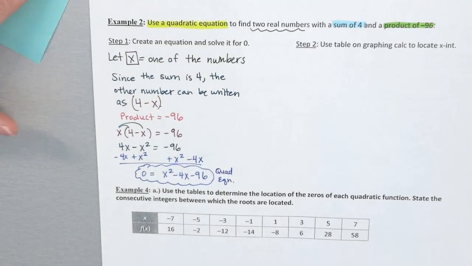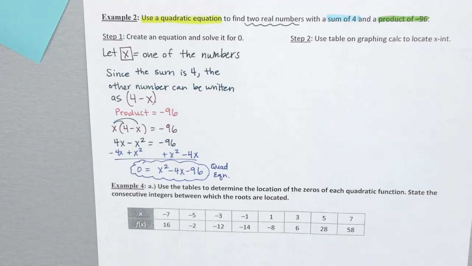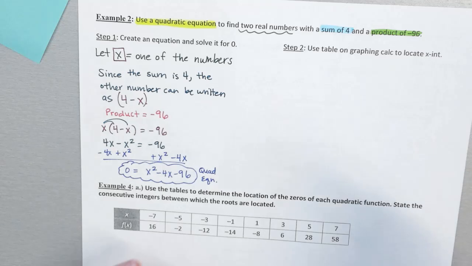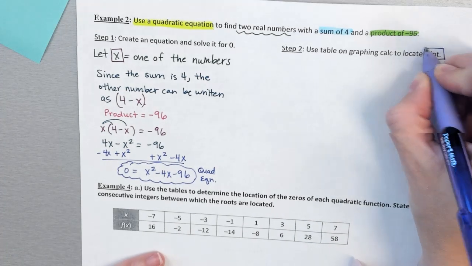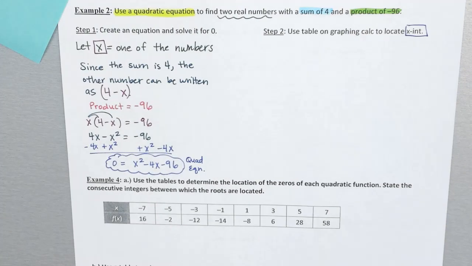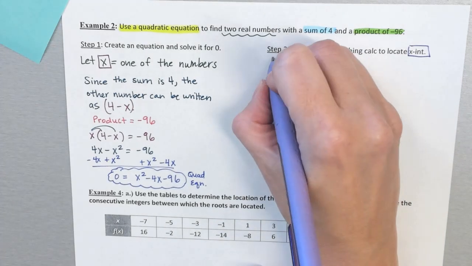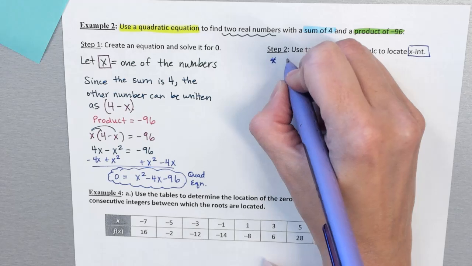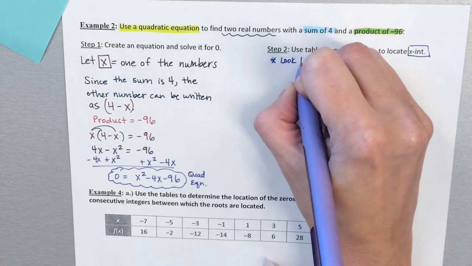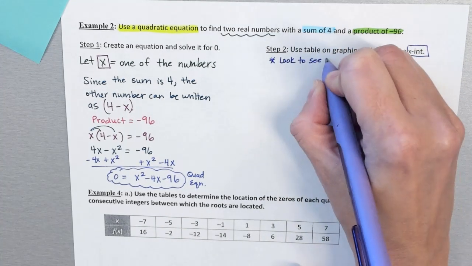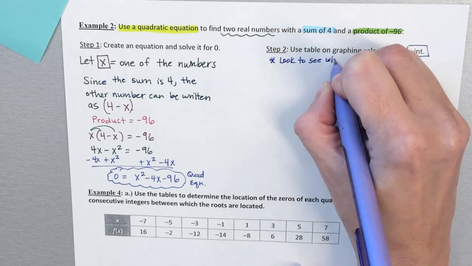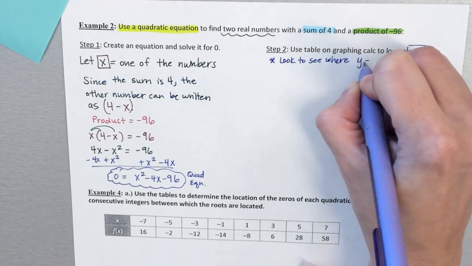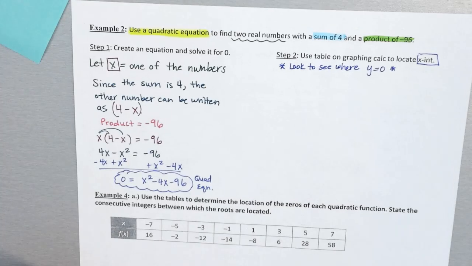Okay, and then what we can do now is just use the table on our graphing calculator to locate the x-intercept. So if I'm locating the x-intercept, what are you going to see in your table? What are you going to be looking for? Close. Yep. Okay, so you're going to look to see where y equals 0, because for every single x-intercept, your y value has to be 0.